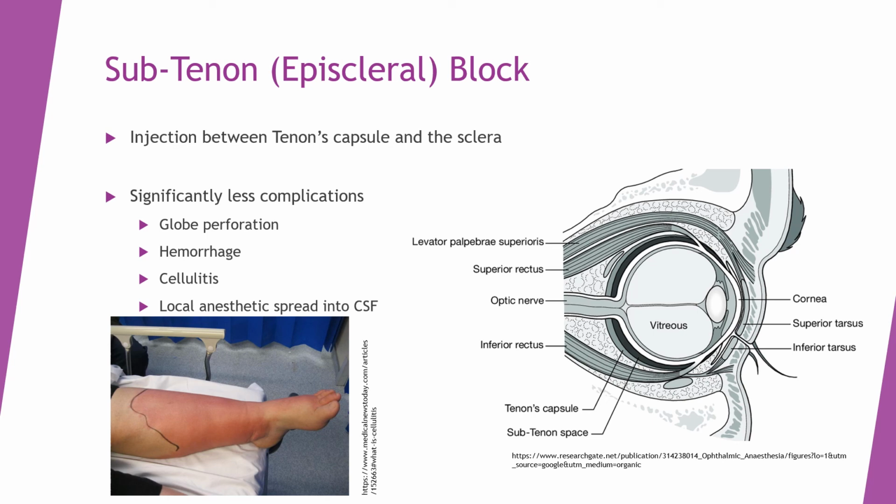Compared to retrobulbar or peribulbar blockade, the Sub-Tenon block has significantly less complications. However, we still need to worry about globe perforation, hemorrhages, cellulitis in the orbital region, and just because there is a high concentration of nerves in the ocular, local anesthetic spreading to the CSF and causing apnea.